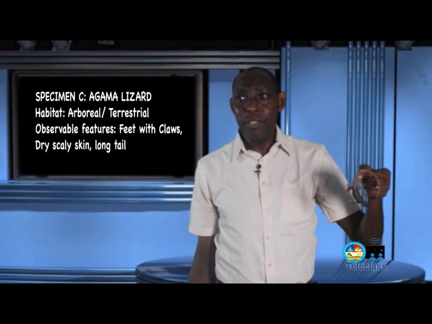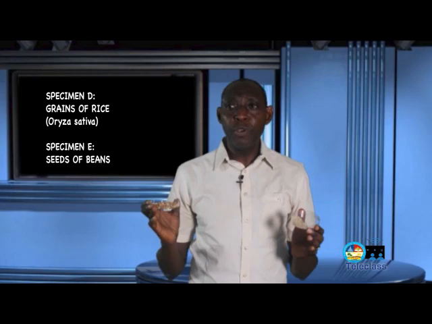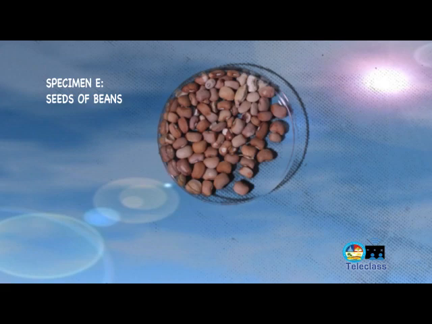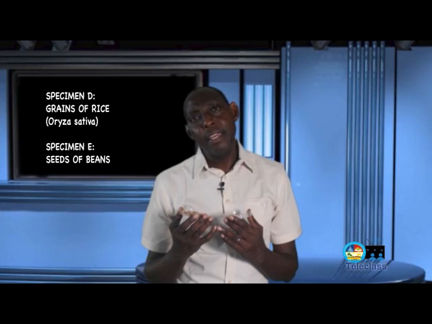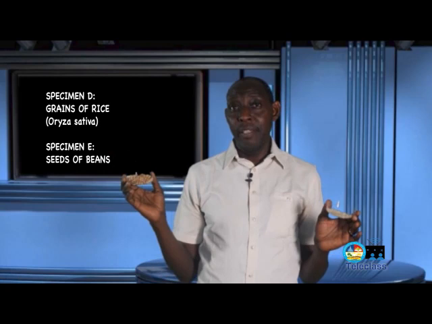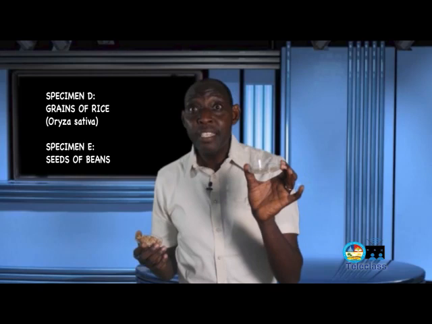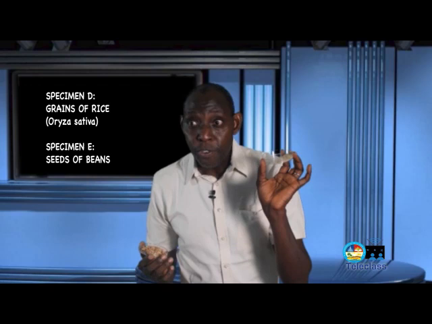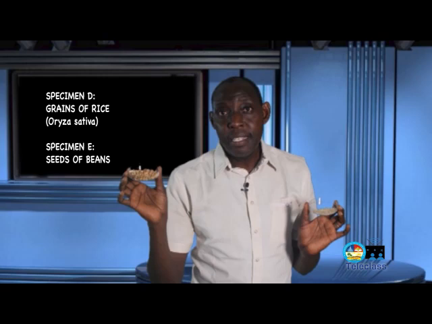These are the last two specimens we're going to be looking at. Specimen D and specimen E. If you are asked to identify them, what will you say? You can't say rice and beans. You eat rice and beans. This is biology practical. This is going to be grains of rice. And what is the scientific name for rice? Oryza. And then these are the seeds of beans. If you just say beans, you're wrong.